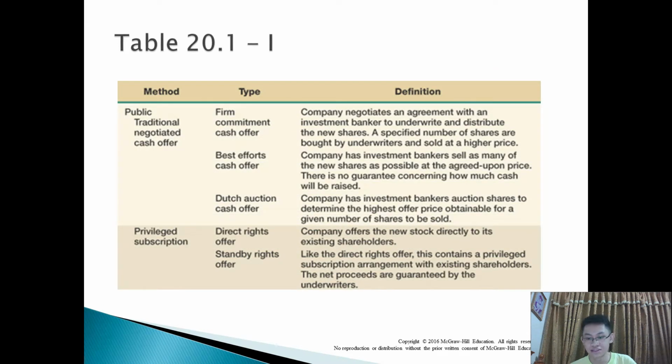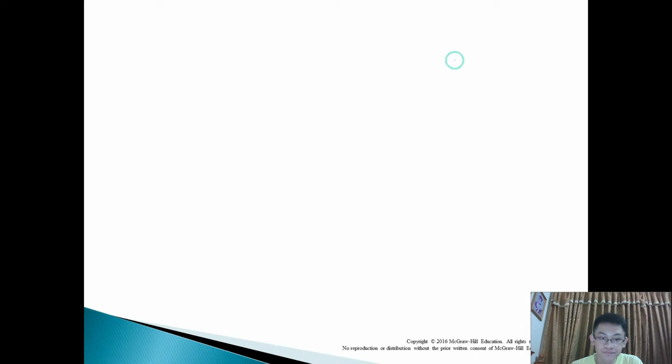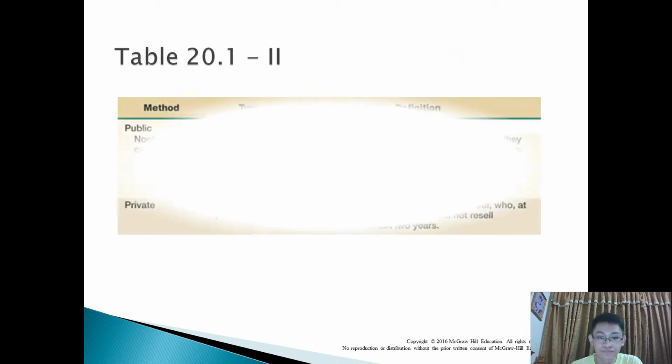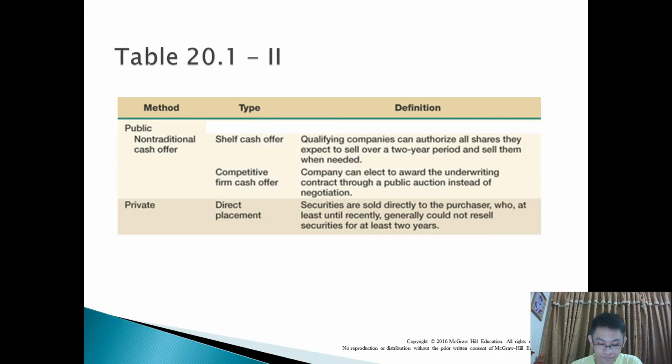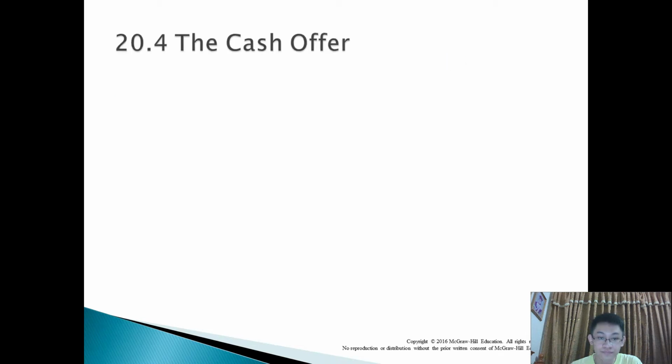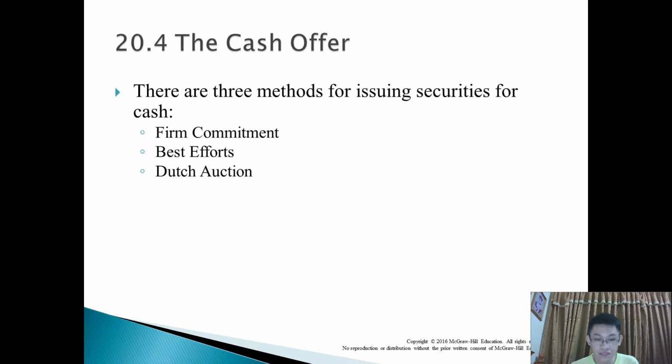This table shows us all of the methods of issuing new securities. The cash offer. As just mentioned, stock is sold to interested investors in a cash offer. If the cash offer is a public one, investment banks are usually involved.